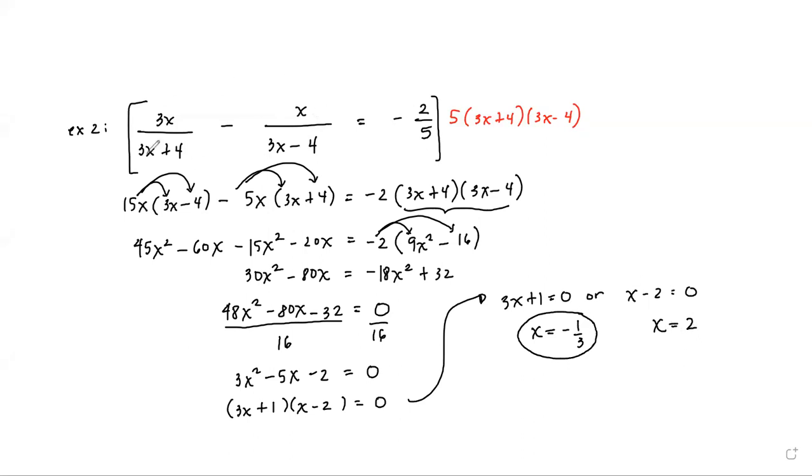And then for x equals 2, 3 times 2 plus 4, that's not going to be 0. And 3 times 2 minus 4, that's also not going to be 0. So which means x equals 2 is a solution to this equation. So I hope that you learned how to solve rational equations leading to quadratic equations.